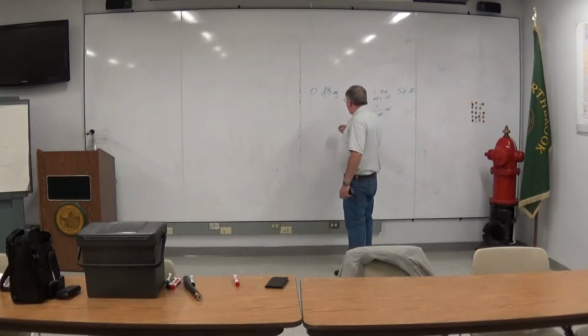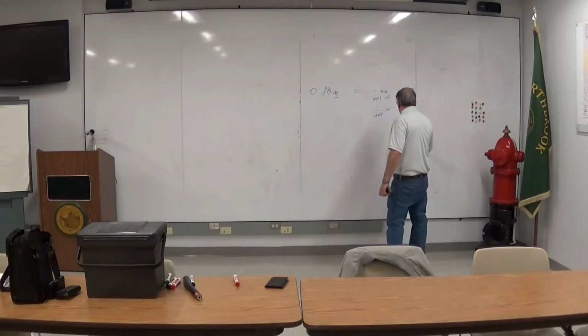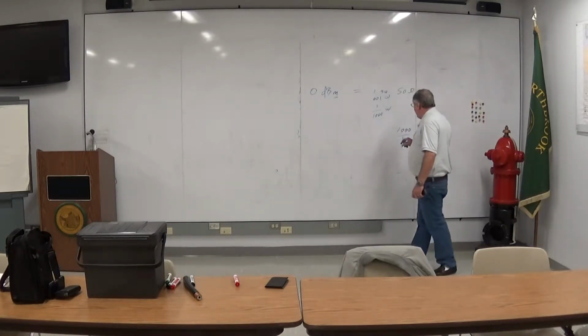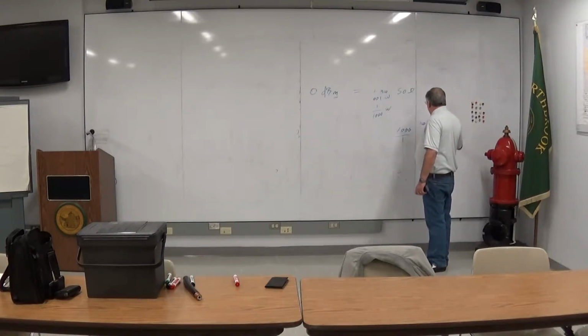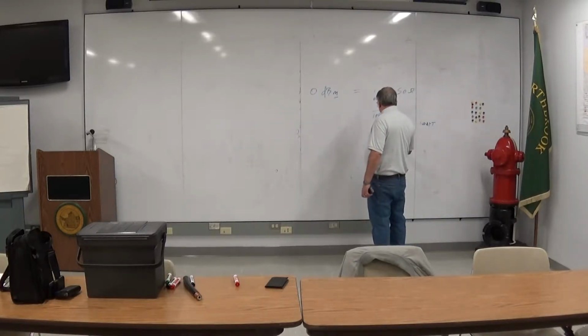If you had a 1 watt power, it'd be 1,000 times that one. So the ratio would be 1,000 greater than the 1 milliwatt reference for a 1 watt signal. This is 1,000 milliwatts, okay? 1,000 milliwatts is 1 watt. How many dB is that?